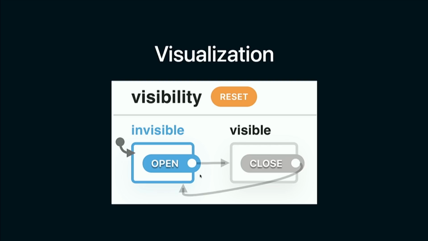So by having different events, there is no way for this state to, let's say we're in invisible state and we send a close event. It will do nothing because there's no close event on this state. So that's what makes it contained. We cannot go to any other state which is not defined here.